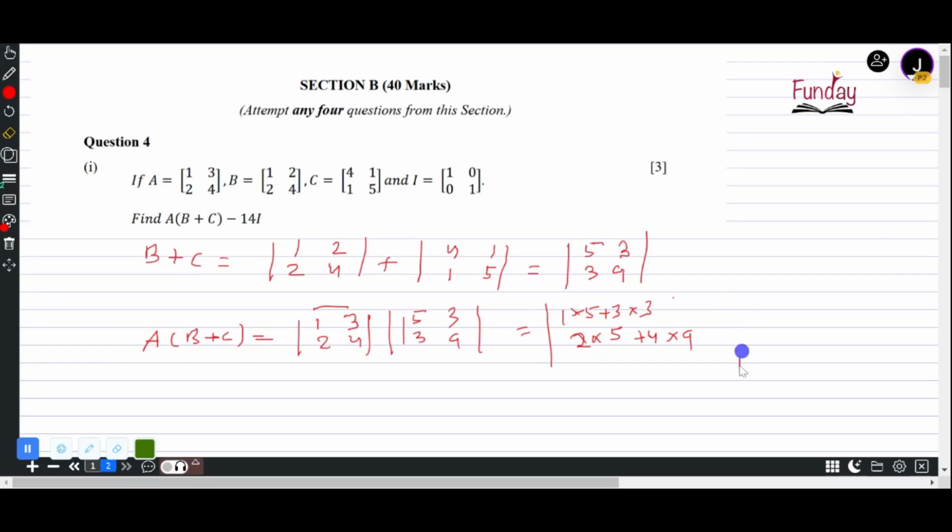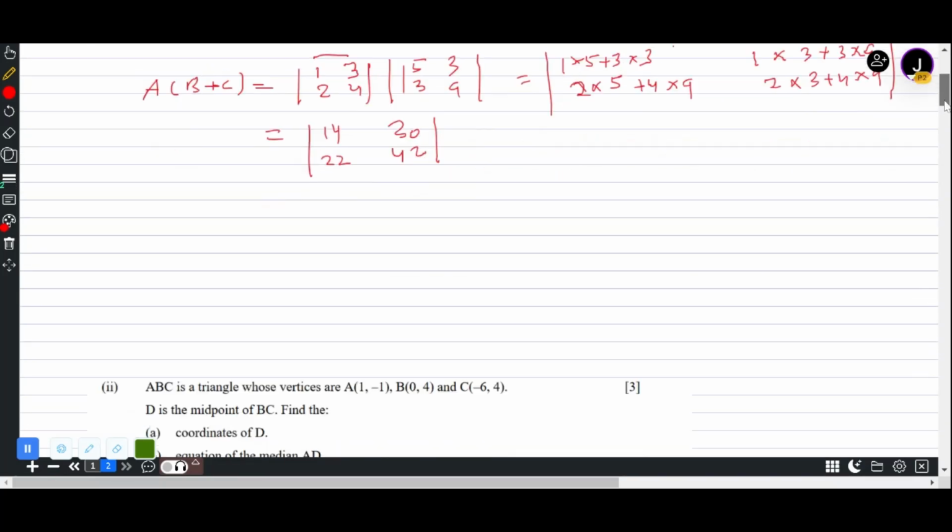So the first element gets added to the first one of C, second one with second one of C as per row and column. So we got for B plus C: 1 plus 4, 2 plus 1, 2 plus 1, 4 plus 5. So we got 5, 3, 3, 9 as the elements. And A into (B plus C), now we have to do. So we'll multiply A with the matrix of B plus C. So we know how we multiply. We do row to column. First row goes with first column for the first element, and so on for other elements. And we arrive at 1 into 5 plus 3 into 3, 2 into 5, and this way we arrive at 14, 22, 30 and 42 as the elements.